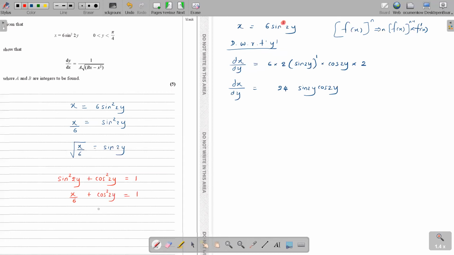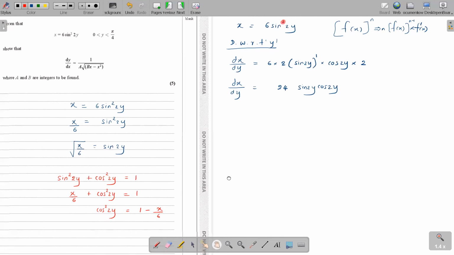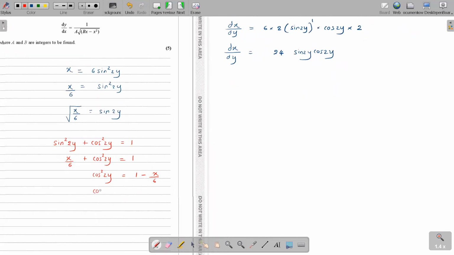Cos square 2y equals 1, so cos square 2y equals 1 minus x over 6. Simplifying, let's just make it a little bit easier for us. Cos square 2y equals (6 minus x) over 6, which gives me cos 2y equals the square root of (6 minus x) over 6.